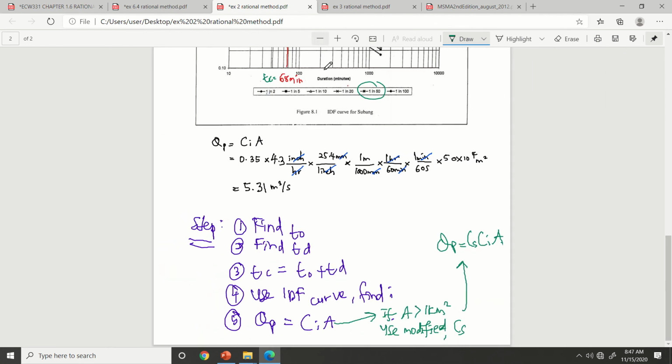I repeat the steps. First you have to find out T naught, and then find out TD, and then TC is equal to T naught plus TD, and use the IDF curve to find I, and use the equation QP is equal to CIA. If A is greater than 1 kilometer squared, you use a modified method. So your equation will be QP is equal to CS CIA.